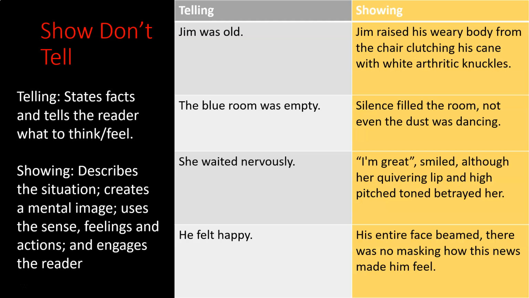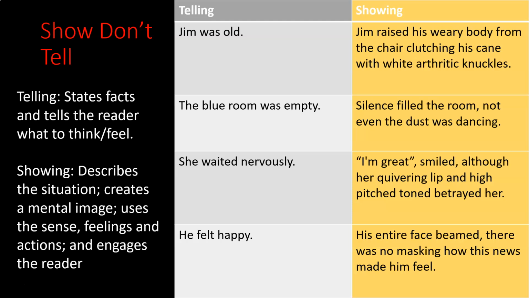Okay, we can see the word weary in front of his body, clutching his cane, okay, if he has a cane, and the white arthritic, so if he has arthritis. All of this is giving us a clear image in our heads. We can see Jim. Rather than just being told here, oh, Jim is old, we can see what Jim would look like. We can maybe feel the pain that he is in, or the stiffness he has when he's standing. We can hear the creak maybe of the chair. In my mind, I can see his hand maybe wobbling slightly as he clutches that cane. So it's much more vivid than that statement of Jim was old.